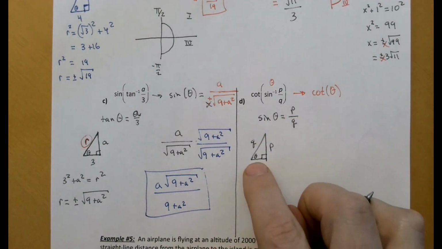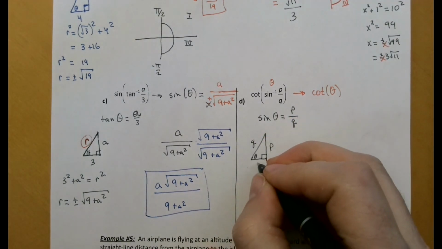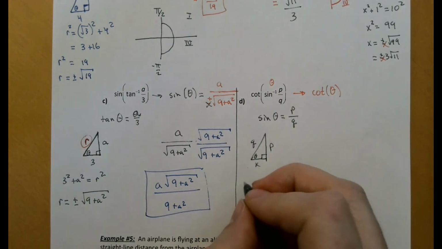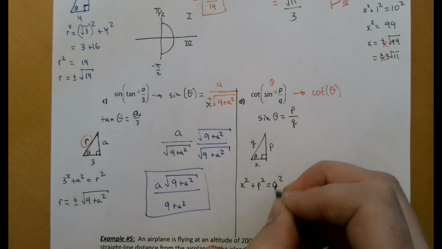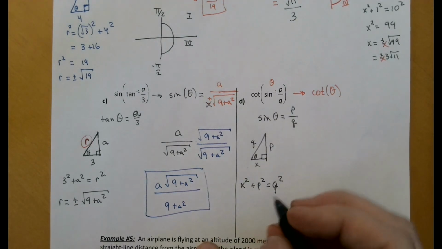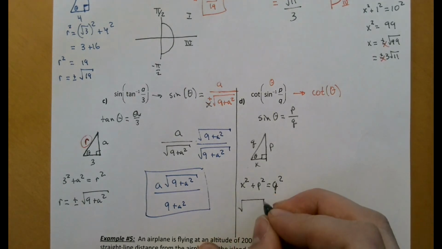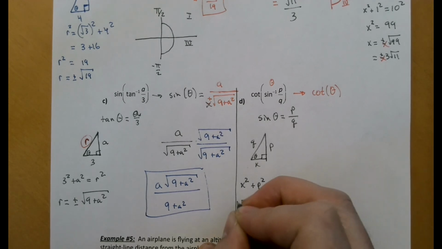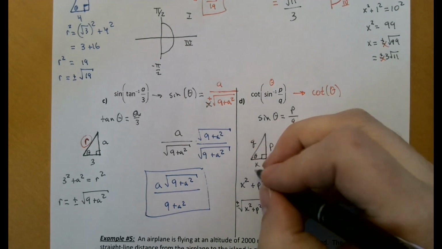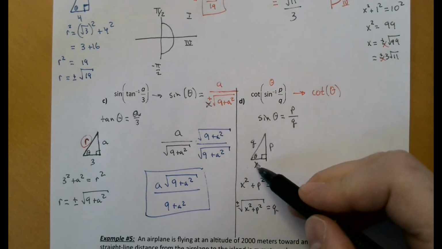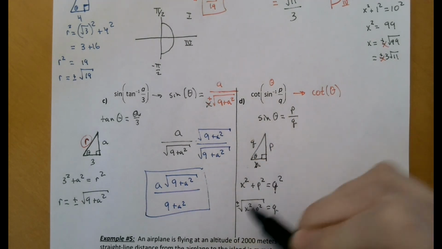So we have to figure out what this is. Let's call it x just for fun. So we're going to say that x squared plus p squared equals q squared. And then there's really nothing we can do with this other than take the square root of both sides. And note, anytime you have an unknown value, it's plus or minus. Because this is an x-coordinate value, this could be either the positive or the negative.